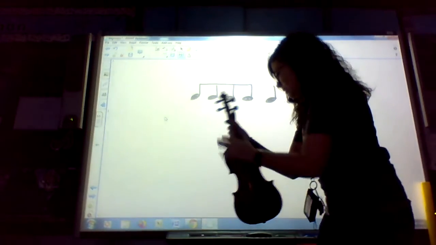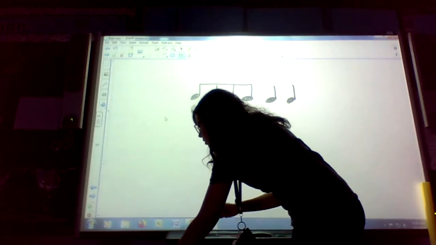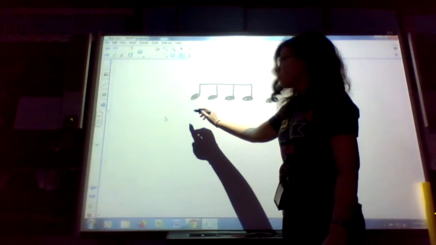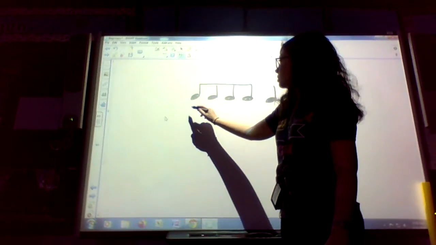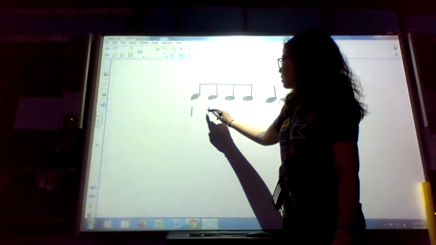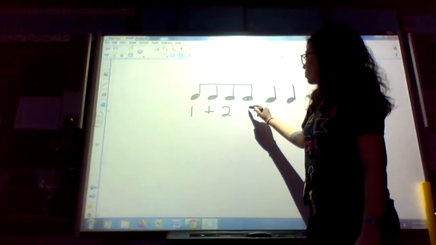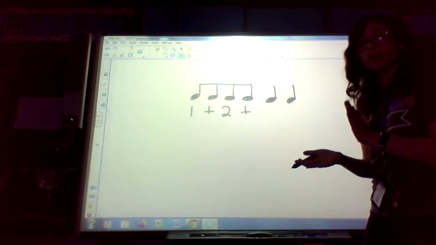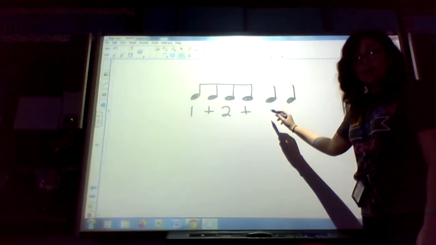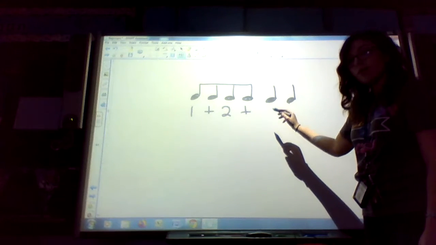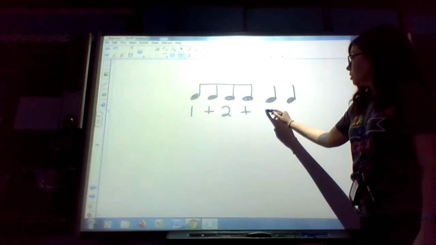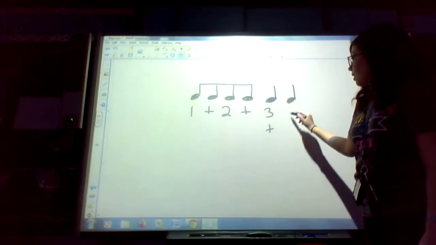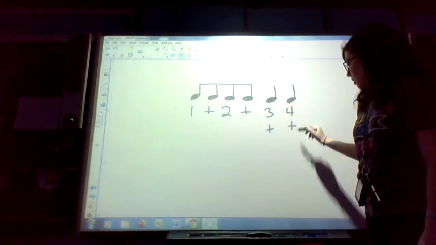So for this one, we start with an 8th note, so we either get the number or the and. So we have 1 and 2 and. So we've got 1 and 2 and. Now we have 2 quarter notes, and each quarter note gets the number and the and underneath. So 3 and 4 and.